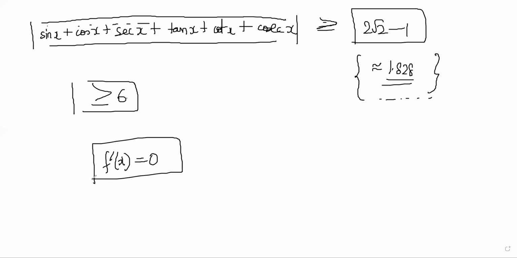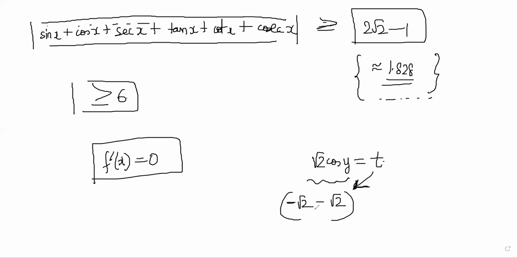We just have to be careful that whenever we do a substitution, your new variable will have a different range, right? So you have to be careful. Like I did root 2 cos y is equal to t, right? So this one can only take values from minus root 2 to plus root 2. So basically your t can only take these values, right? You understand what I'm saying? Every time you change variables, you have to be a little careful of what are the possible values that your new variable can take, right? The new variable cannot be anything that you want, right?